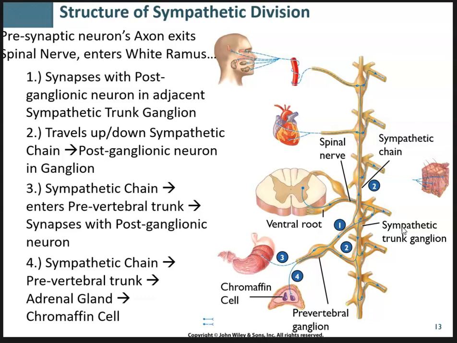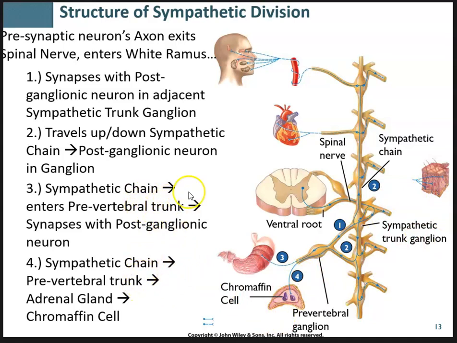There is another option. How to get to the prevertebral ganglia, we actually have to go through the trunk itself. So they enter the trunk, they go through, and then they will go to the prevertebral ganglia, right? Yeah, this should be named as ganglia rather than trunk.